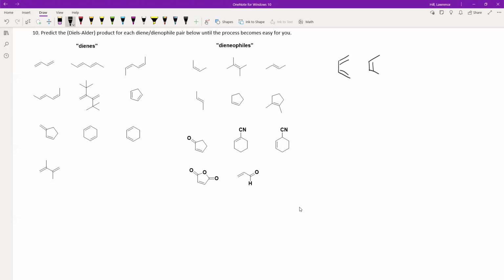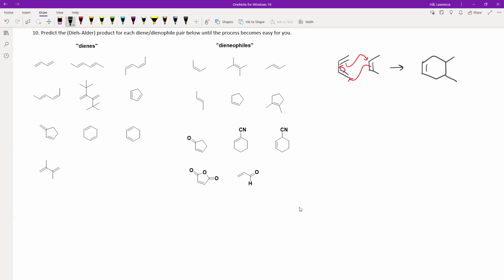We're just asked to predict what the product might be. Always start by drawing a cyclohexene ring. Don't think too much about it. In this case, here are the new carbon atoms that we've added, and there are going to be 2 methyl groups attached.